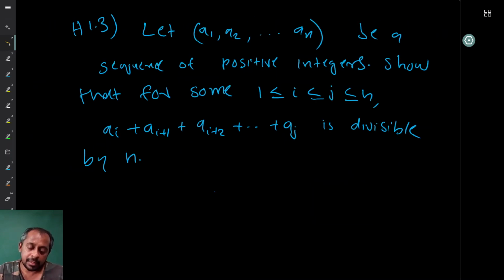Another question: given a sequence a1 to an of positive integers, show that for some i and j, with 1 less than or equal to i less than or equal to j less than or equal to n, a_i plus, etc., a_j is divisible by n. So there is a subsequence of consecutive terms whose sum is divisible by n. So that is the third question.